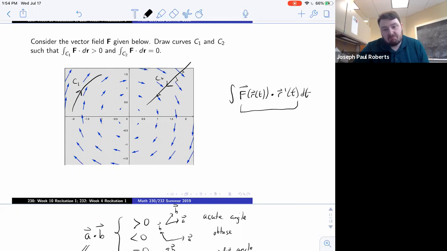So anyway, that's again a refresher of what this F dot dr represents. You're looking at how well the vector field lines up with the tangent vectors to your curve. So anyway, that's the story for 16.2.